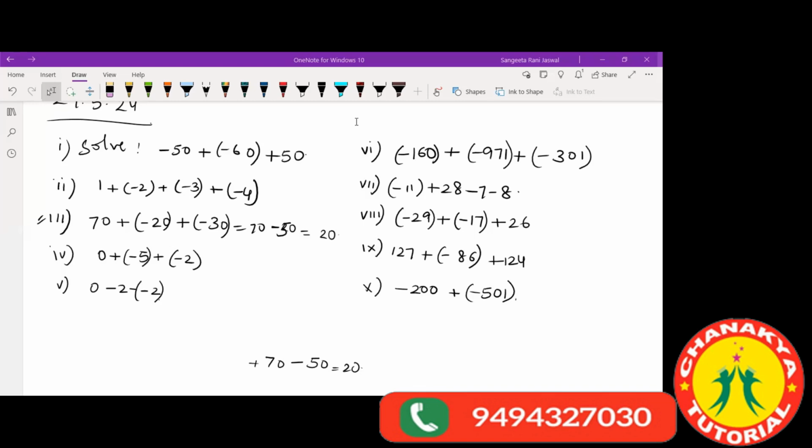Ma'am, I'm done doing the sums. Okay, good. Now I'll ask each one of you. So, Neha, tell me the first answer. Ma'am, the first answer is minus 60. Minus 60. Okay. Bhavesh, tell me the next one. Number two answer is minus 8. Minus 8. Okay. Neha, you got the same answer?